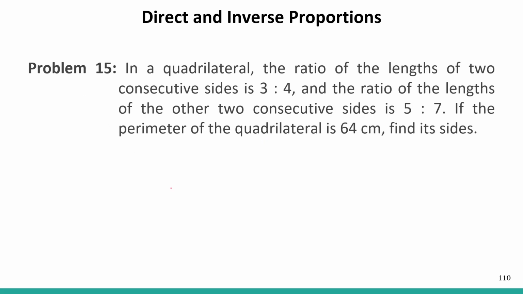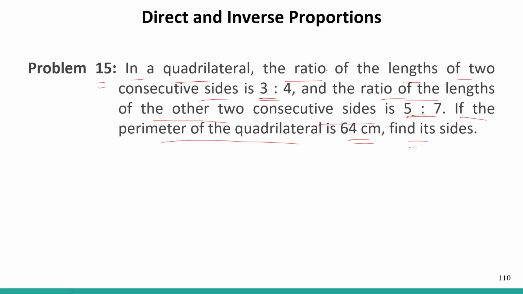Okay, so let's see problem number 15. In a quadrilateral, the ratio of the lengths of two consecutive sides is 3:4. The ratio of the lengths of the other two consecutive sides is 5:7. So if the perimeter of the quadrilateral is 64 centimeter, then find its sides.